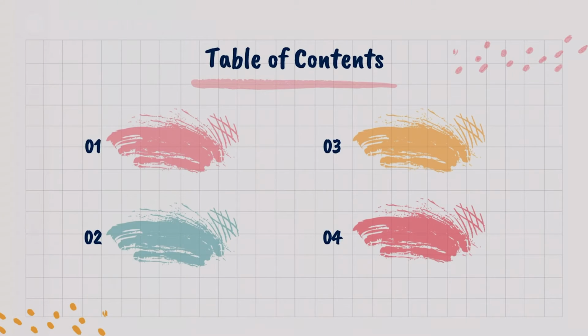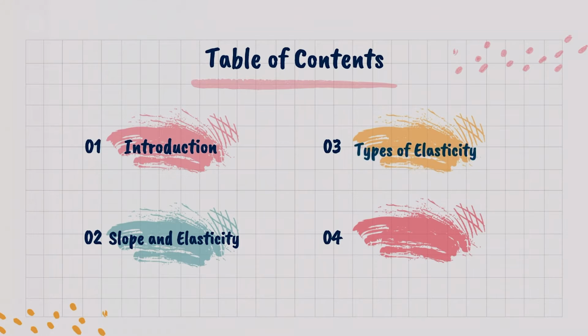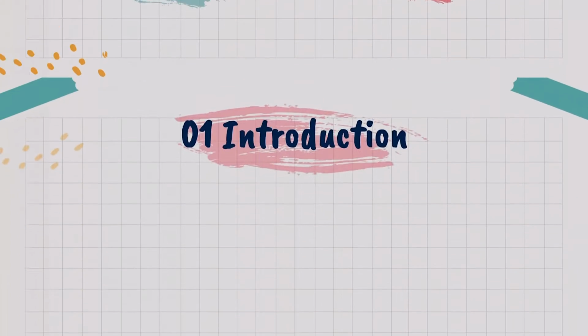In this video, I would like to present about Chapter 5 Elasticity on the subtopic of Price Elasticity of Demand. Based on the table of content, I will explain the introduction first, followed by slope and elasticity, types of elasticity, and how to calculate elasticities.